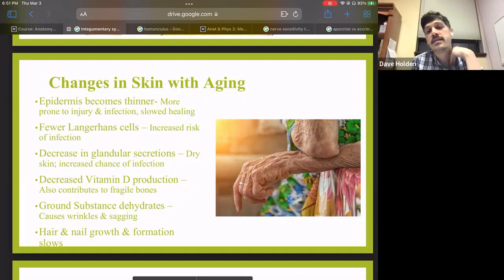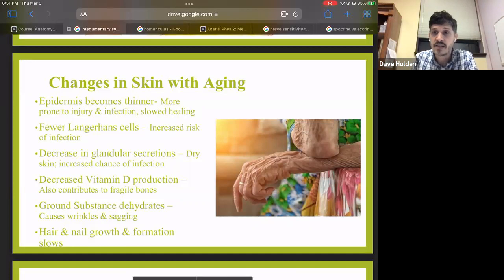Because the skin has now become compromised with age, it is also producing less vitamin D. That will lead to fragile bones. Because remember, vitamin D is needed to bind calcium for the bone matrix. So if I don't have vitamin D, I can't put calcium in the bones, ergo, bones get weaker.